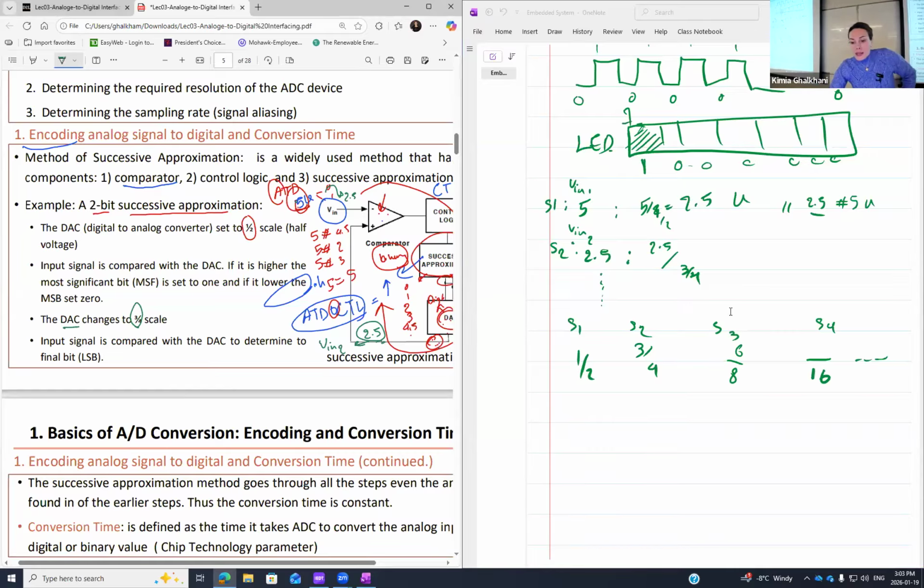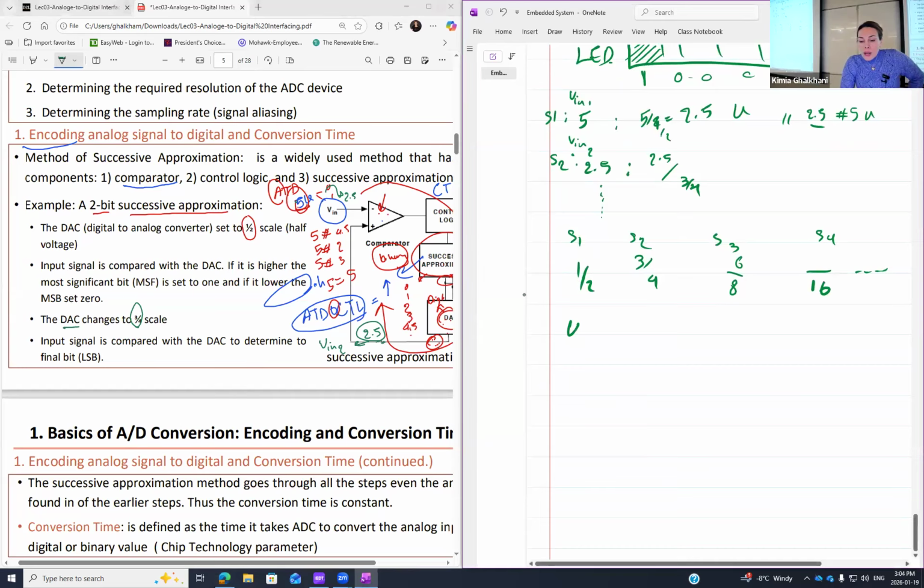I'm going to summarize in here. So suppose I'm having input voltage and I'm having another, this is DAC. DAC stands for digital to analog. And I'm having another one, I'm going to call it VDAC, digital to analog. And then this process is going to happen until, yes.